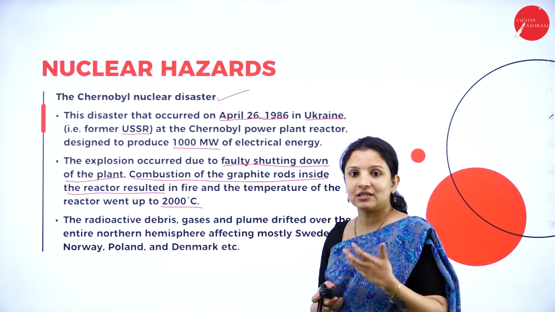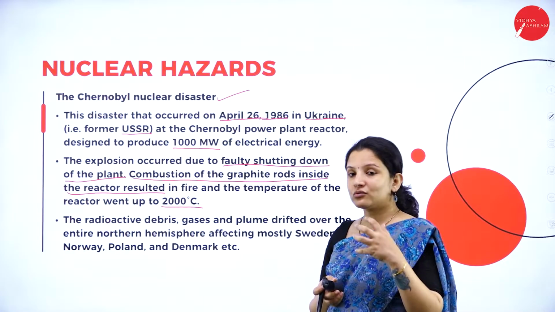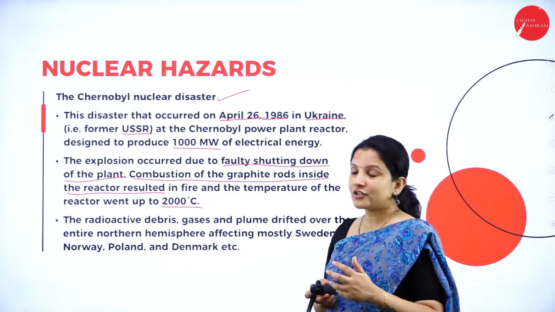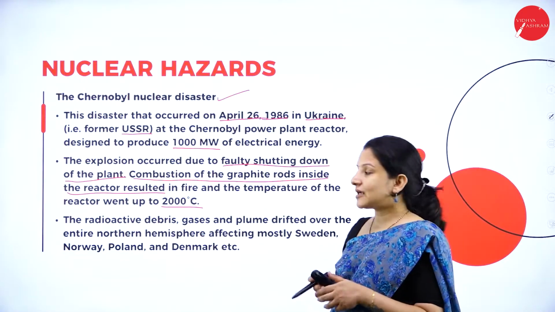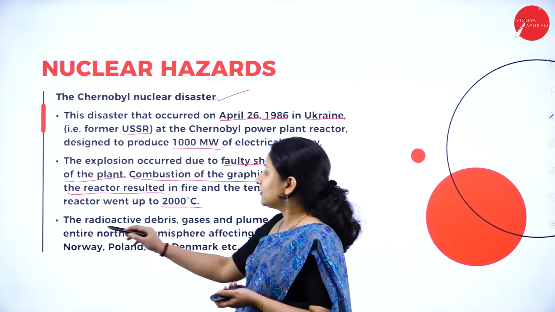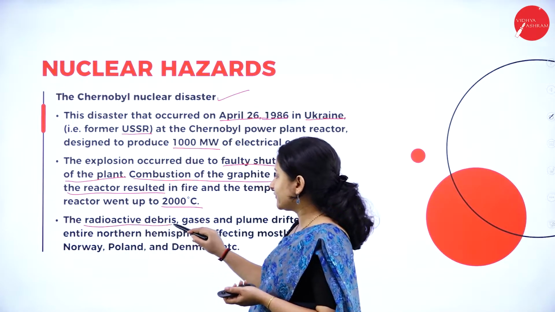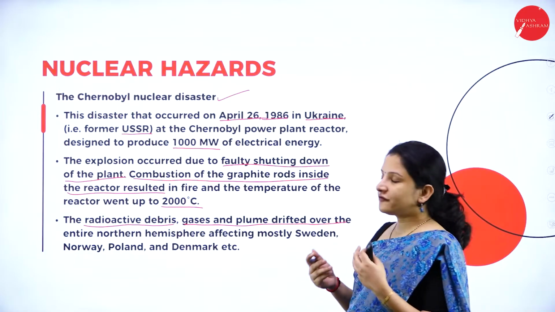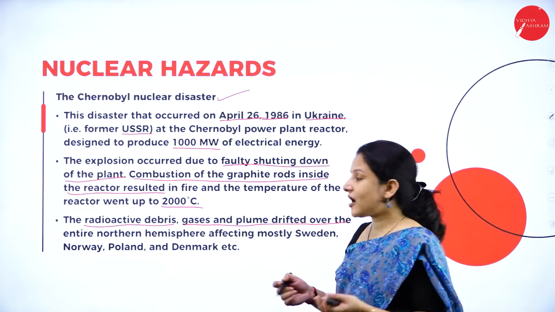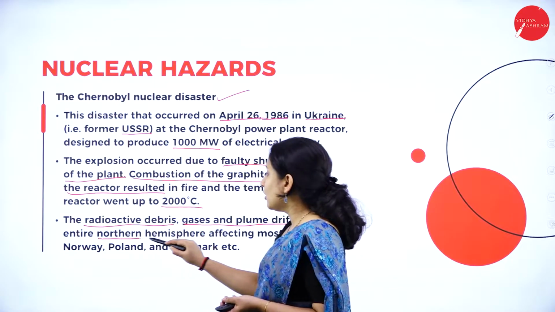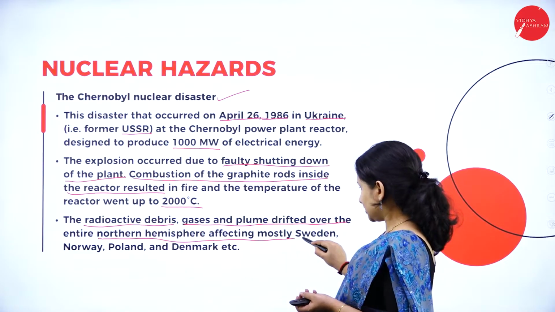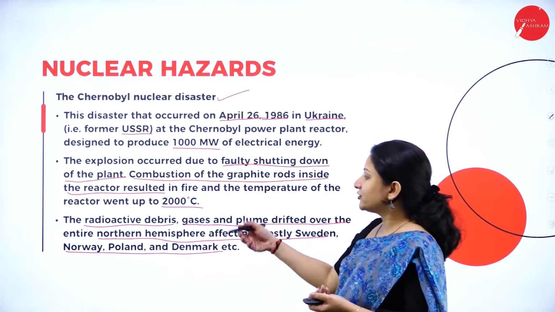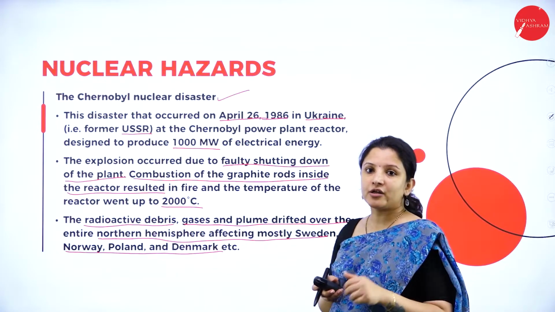Imagine 2000 degrees Celsius. And with that 2000 degrees Celsius, what a massive blast it might have caused, right? So this blast resulted in the release of radioactive debris, gases and plume that spread over the entire northern hemisphere: Sweden, Norway, Poland and Denmark. So these are the regions which are surrounding Ukraine.